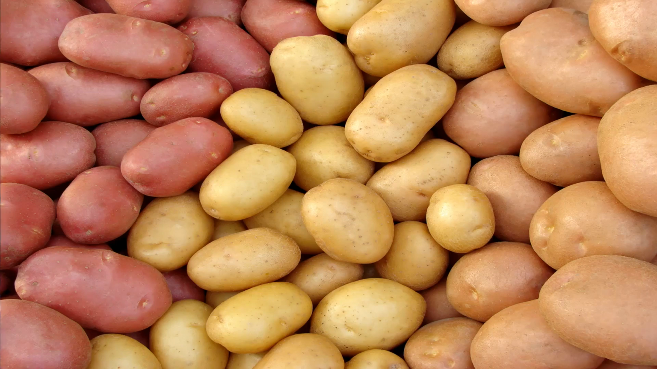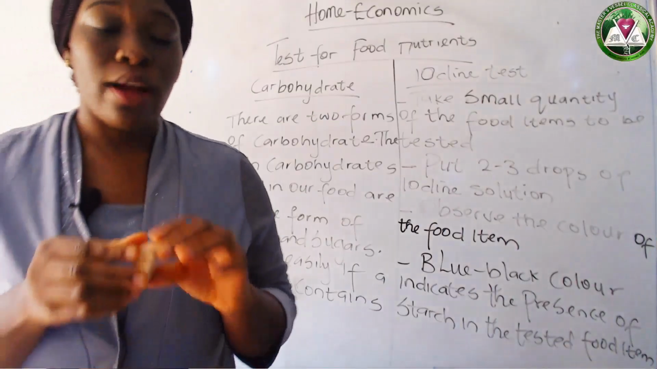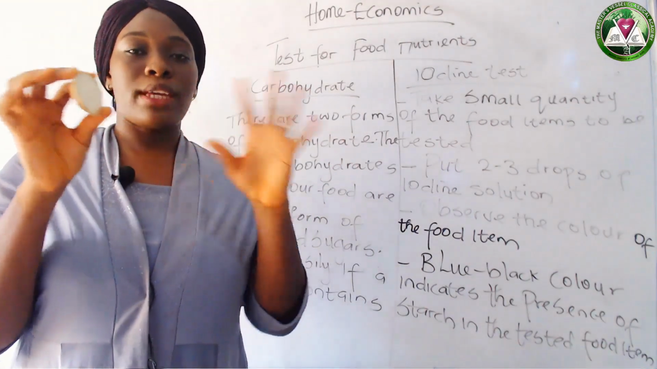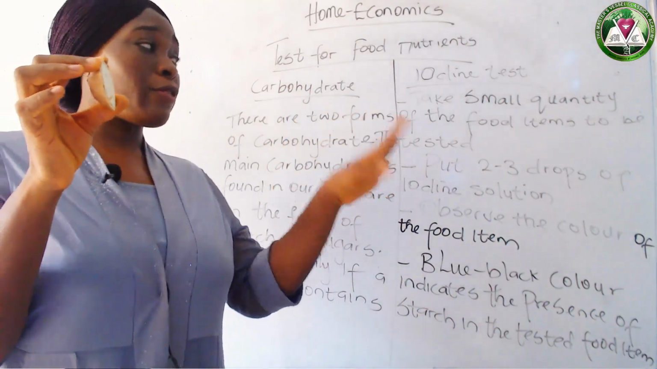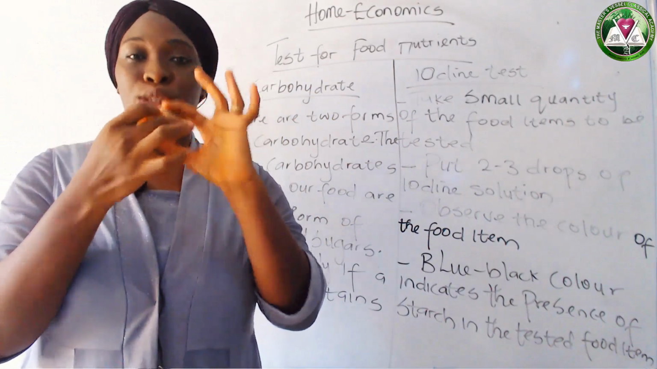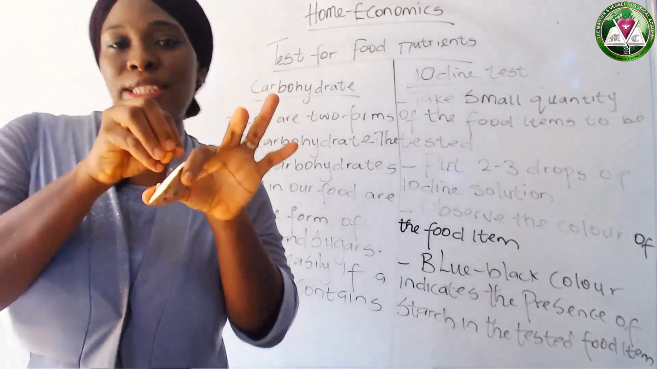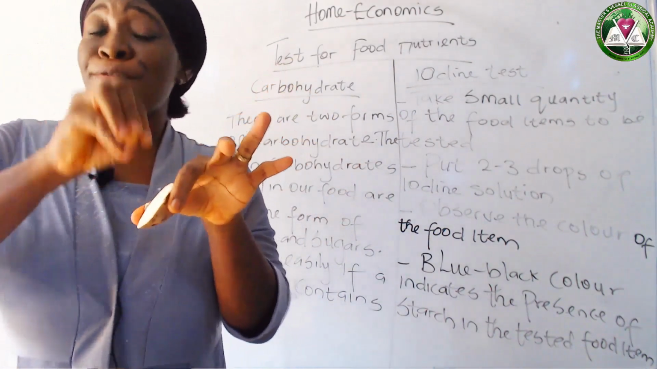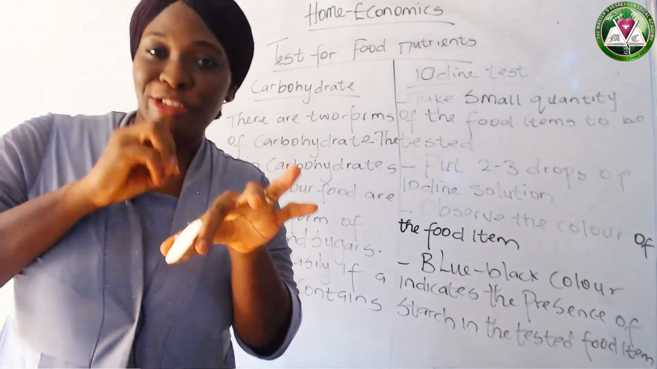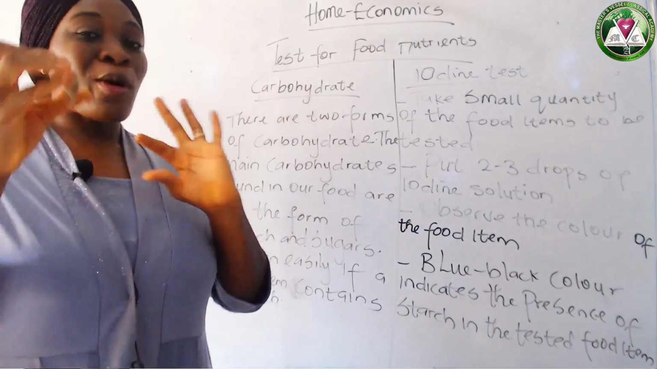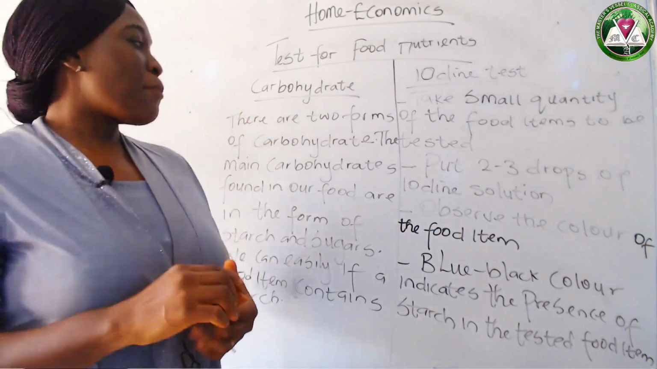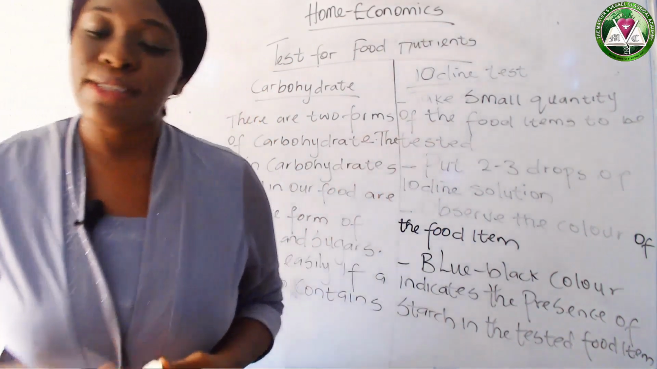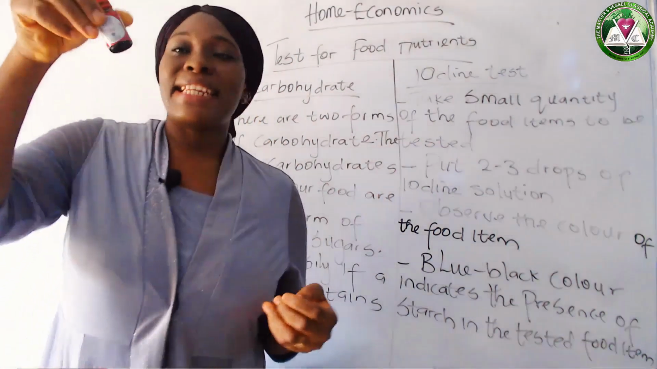Okay. This is our potato. I've already cut it so that it's easier for us. We say take a small quantity of the food item to be tested. Okay, this is potato. We want to find out whether there is starch in this potato. And remember I told you that if there is starch, that means there is what? Carbohydrate. Okay, so we're taking a small quantity. This is my small quantity. Now say put 2 to 3 drops of iodine solution. This is an iodine solution.